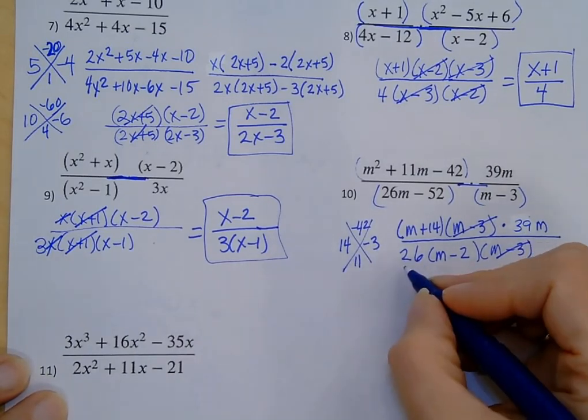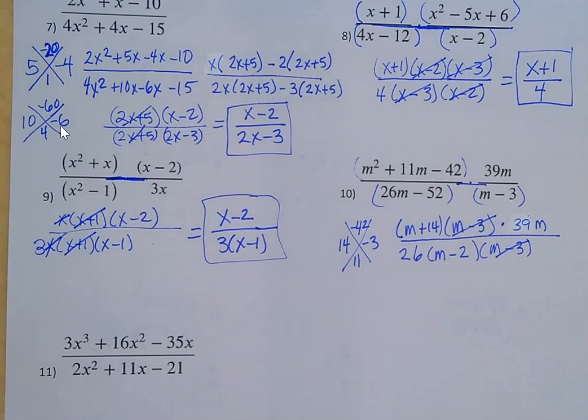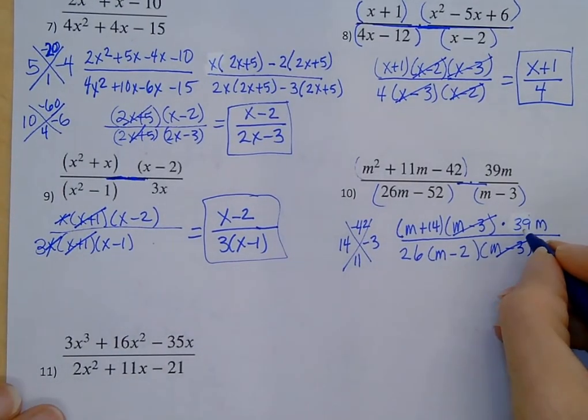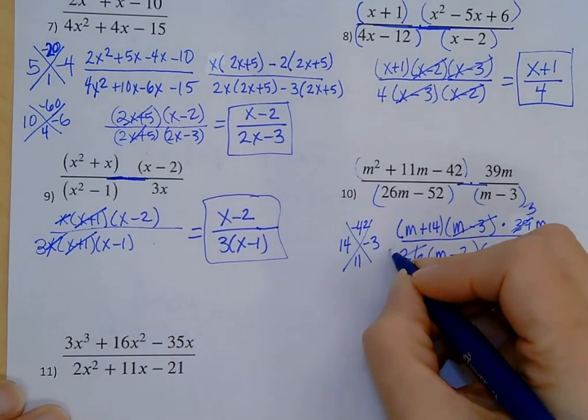39 and 26. I think those are both divisible by 13. That took me far longer than it should have. I'm going to say 13 goes into 39 3 times. 13 goes into 26 2 times.